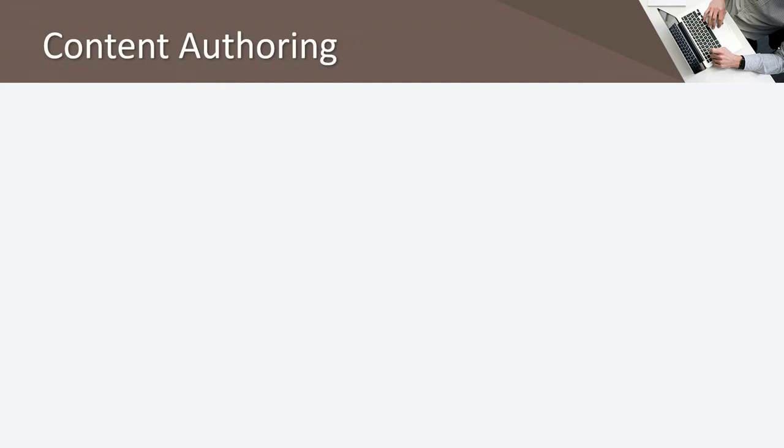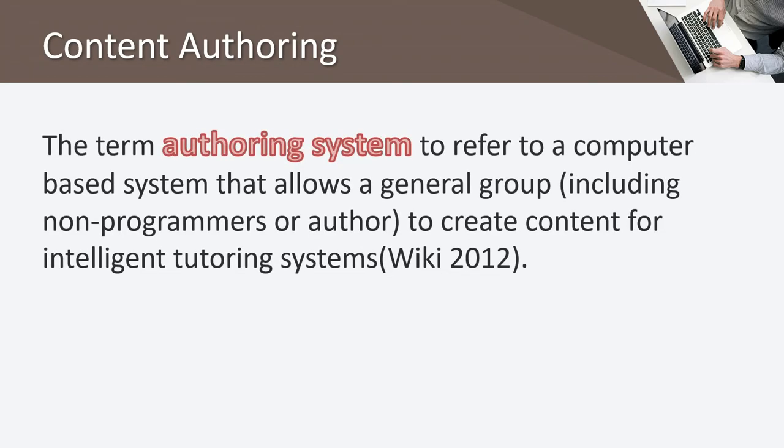We go to content authoring. The term authoring system refers to a computer-based system that allows a general group, including non-programmers or authors, to create content for intelligent tutoring systems, based on Wiki 2012.